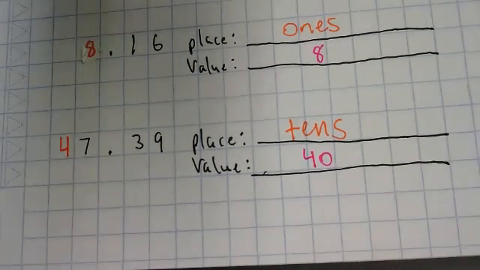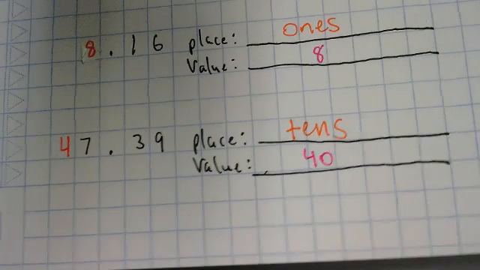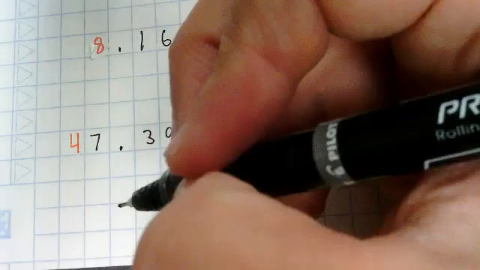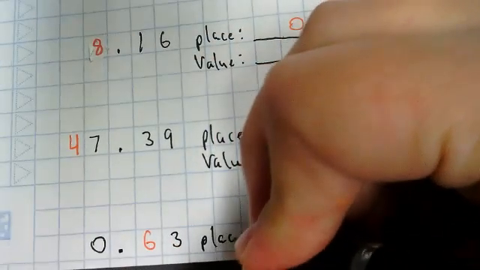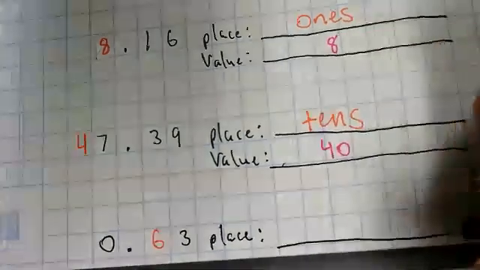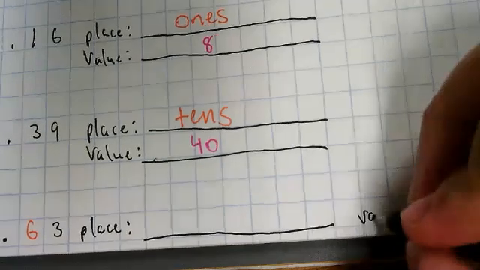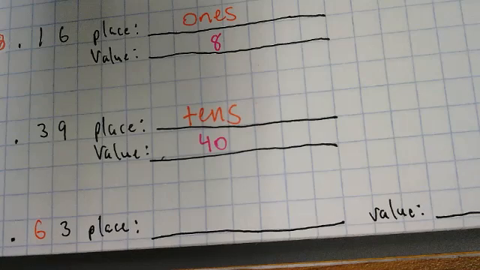And then the last one I want to do, I'm out of room. Oh no, what am I going to do? I know what I'll do. Maybe. Yeah. Okay, let's do 0.63. We're going to go place. And then I guess I'll do value next to it. Oh, I hate when it doesn't look the same all the way through. It's fine. I just didn't space everything out right. We're all going to live, though.